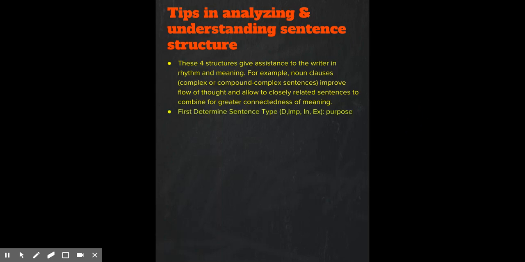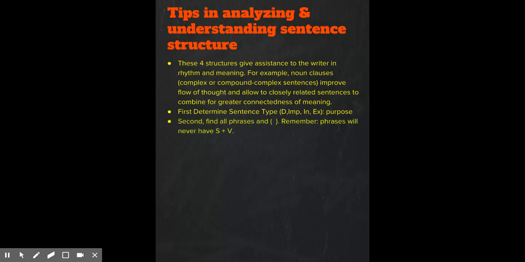When we're analyzing sentences, the first is to help with meaning, to always look at the sentence type, not the structure, but the type. Is it giving me a command, imperative? Is it giving me information, declarative? Is it giving me information with strong meaning? Is it asking a question? So what is the purpose of the sentence? That's the first thing, and you look at the sentence type.